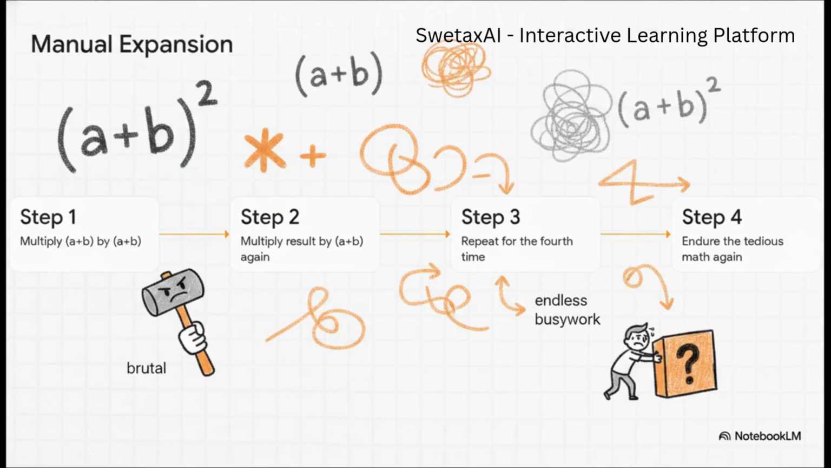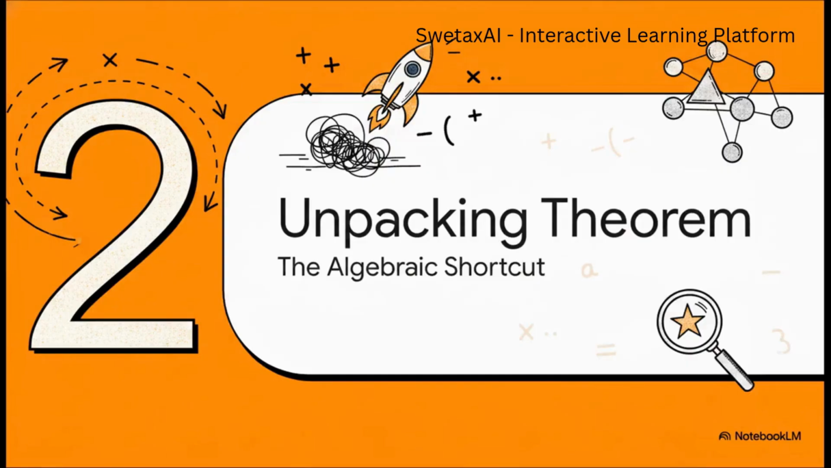You literally have to multiply the binomial by itself to get a square, take that whole messy result, multiply it by the binomial again for the cube, and just keep going. It's this brutal, error-prone marathon of FOIL methods and combining like terms. It's exactly the kind of tedious busy work we want to skip. So let's skip it. Section 2, unpacking the binomial theorem.